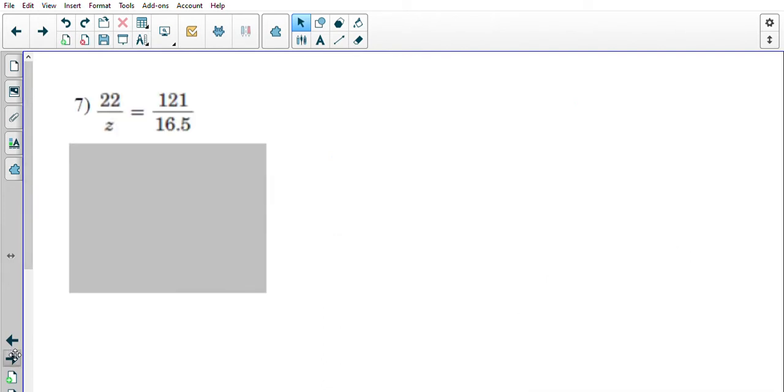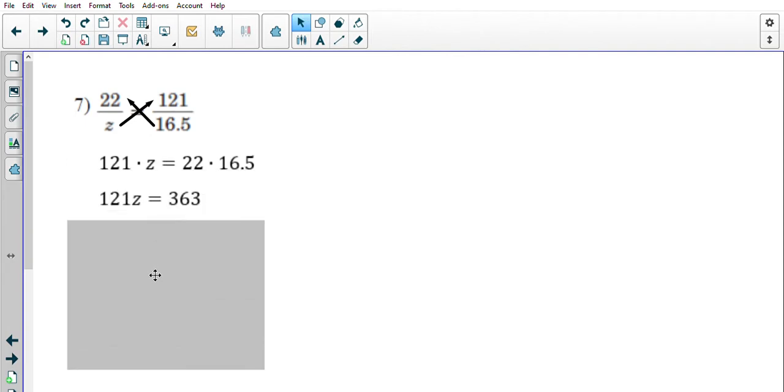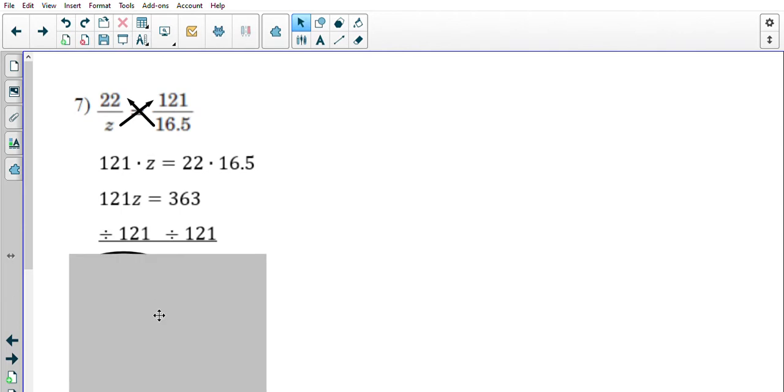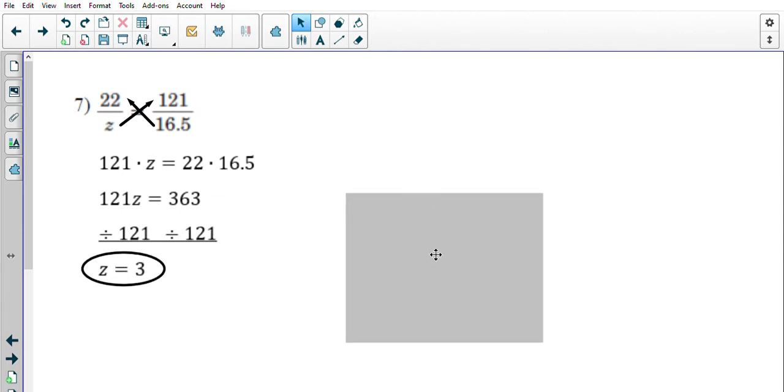All right, let's see the last question on this, and then we'll give you some independent practice on these problems. So we'll do 121 times z, set that equal to 22 times 16.5. That will get us 121z equals 363. Divide both sides by 121, and of course, z will equal 3. It won't always equal whole numbers like it does on some of these other questions. You'll sometimes get some answers that are decimals or fractions themselves.